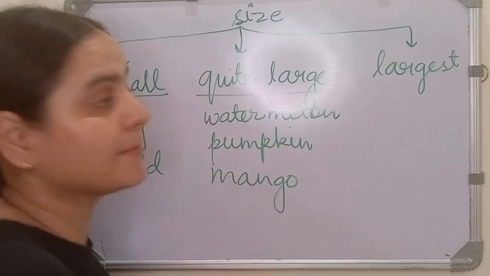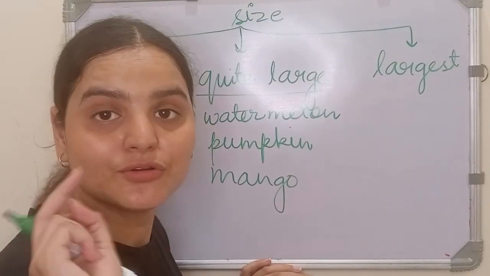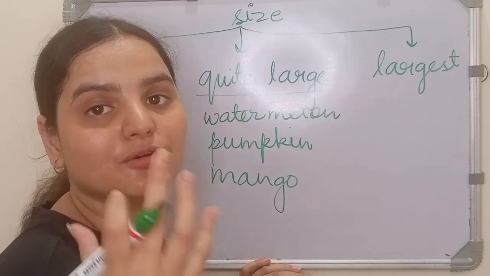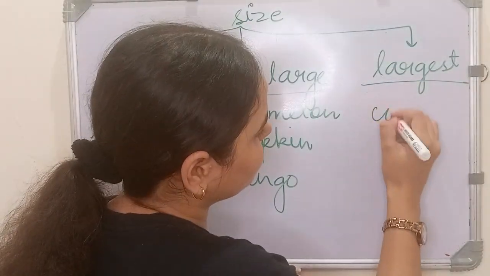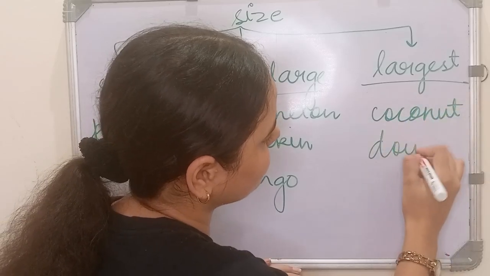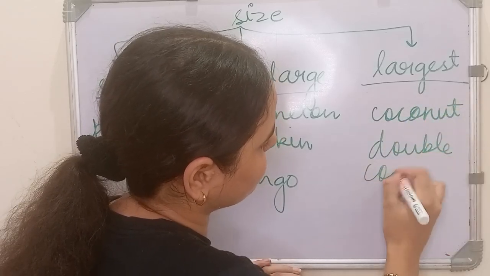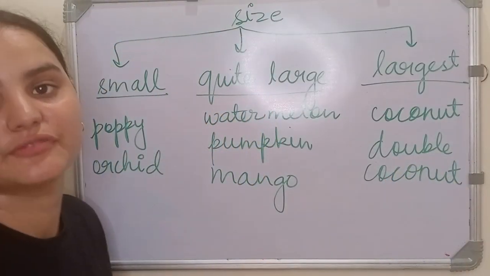Okay. Now examples of largest seeds are coconut and double coconut. Just go and check the structure of double coconut on Google. Now let's see the other classification category.